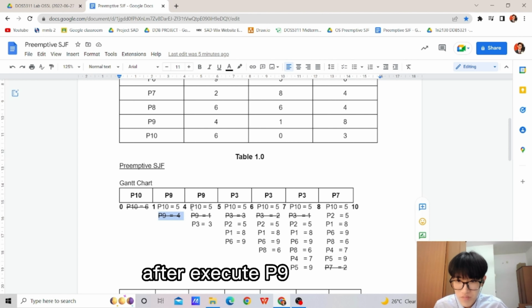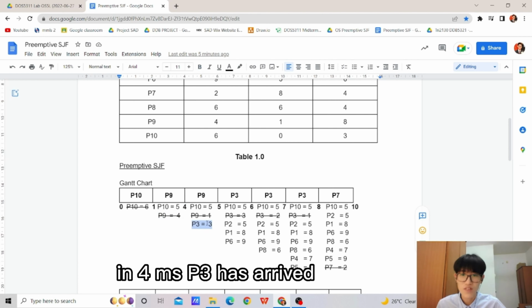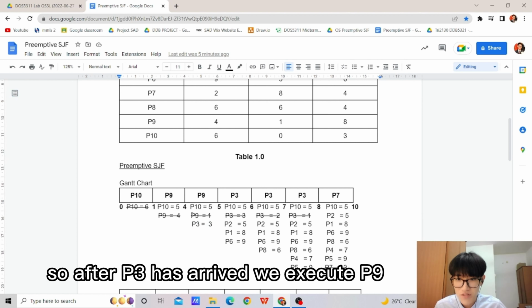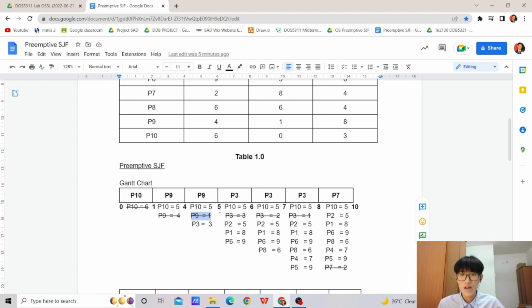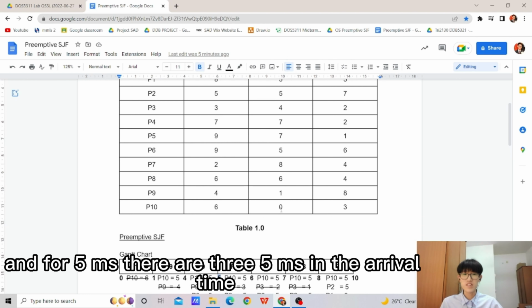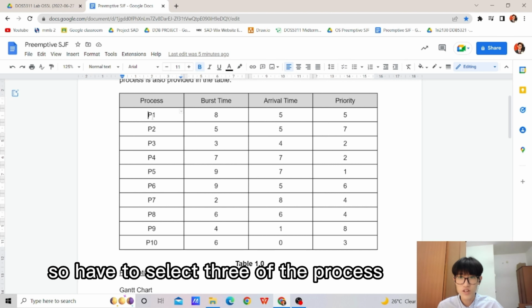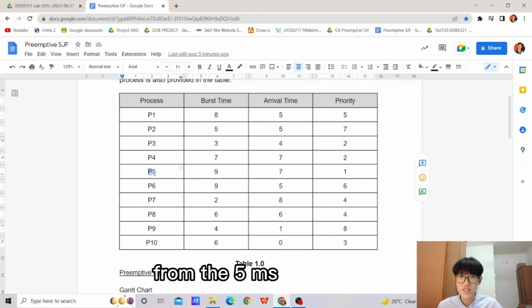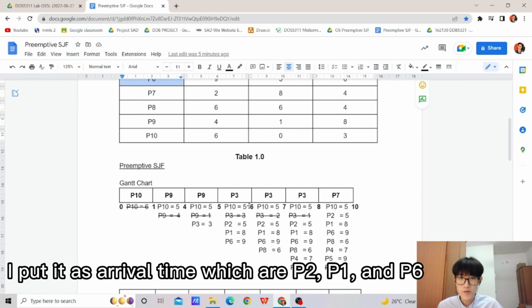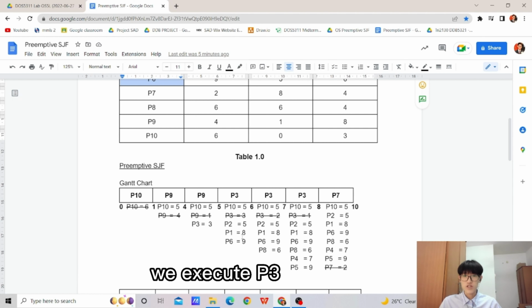After executing P9, the next arrival time will be 4 milliseconds. In 4 milliseconds, P3 has arrived. So after P3 has arrived, we execute P9. After that, the next arrival time will be 5 milliseconds. For 5 milliseconds, there are 3 processes in the arrival time, so I have to select them and put them as arrival time, which are P2, P1, and P6. After these 3 processes have arrived, we execute P3.